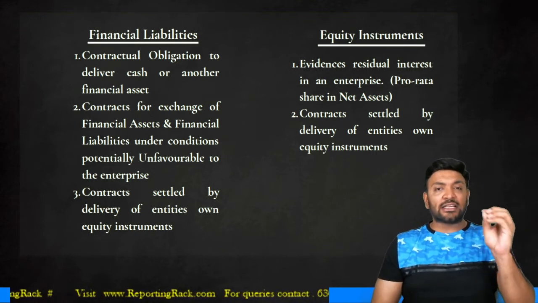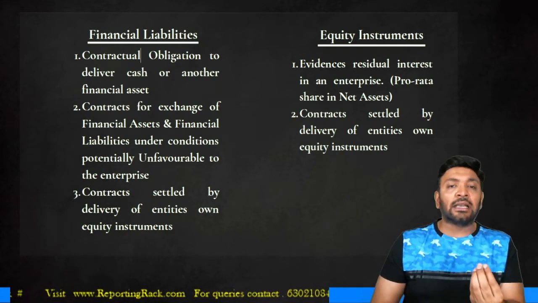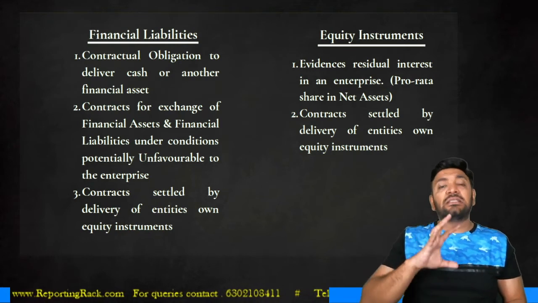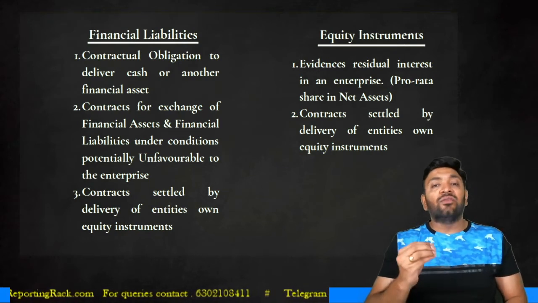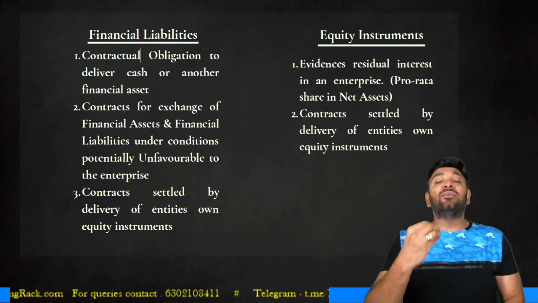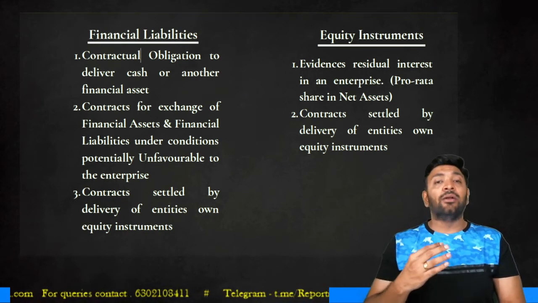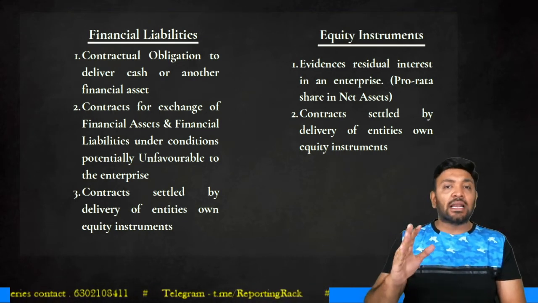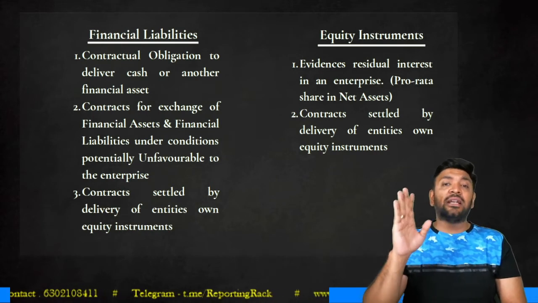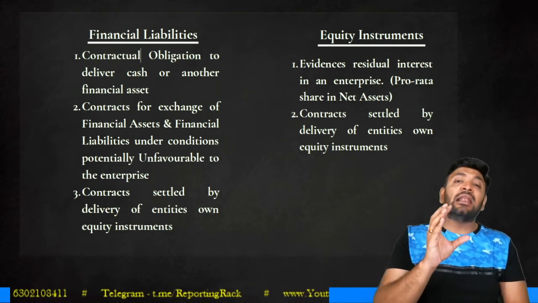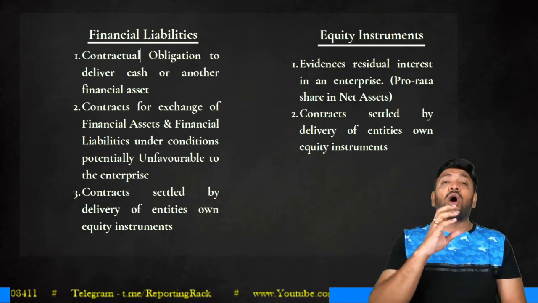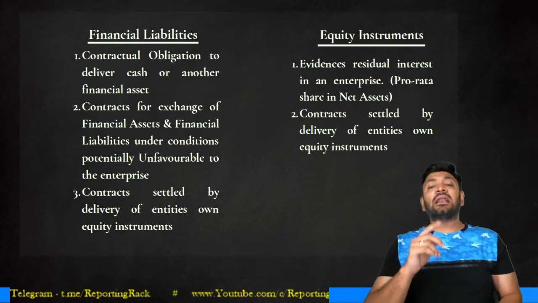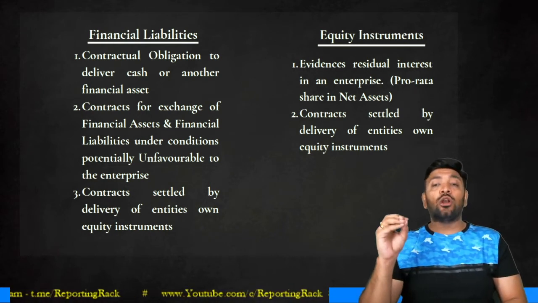A residual interest means the last interest in the enterprise. After realizing all assets and settling all liabilities, whatever is left out is the residue. That residue, if I am entitled to receive, then it should be classified as equity instrument. That is a pro rata share in net assets. What is net asset? Asset minus outside liabilities. After settling all the liabilities with the help of your net assets, the balance residue of the net assets is what the equity instruments are entitled to receive. Clear?